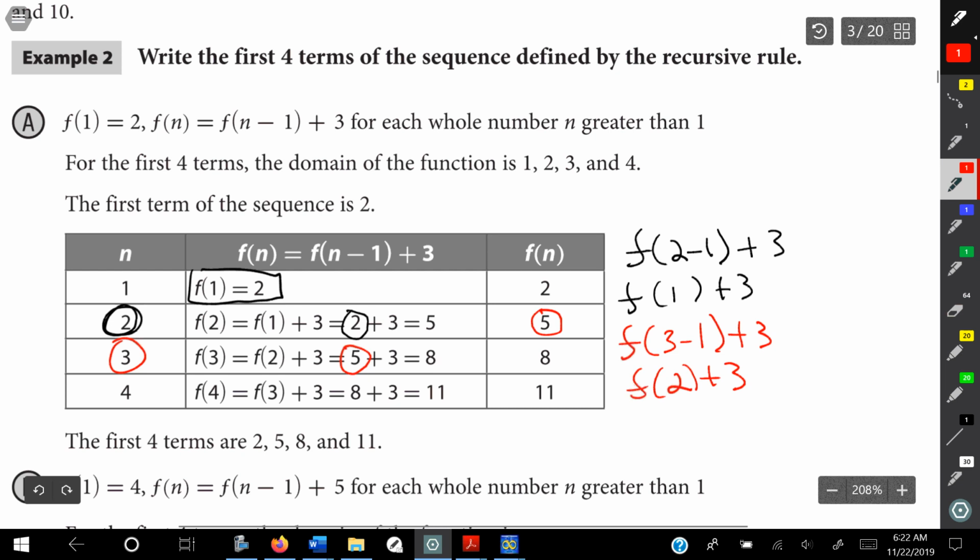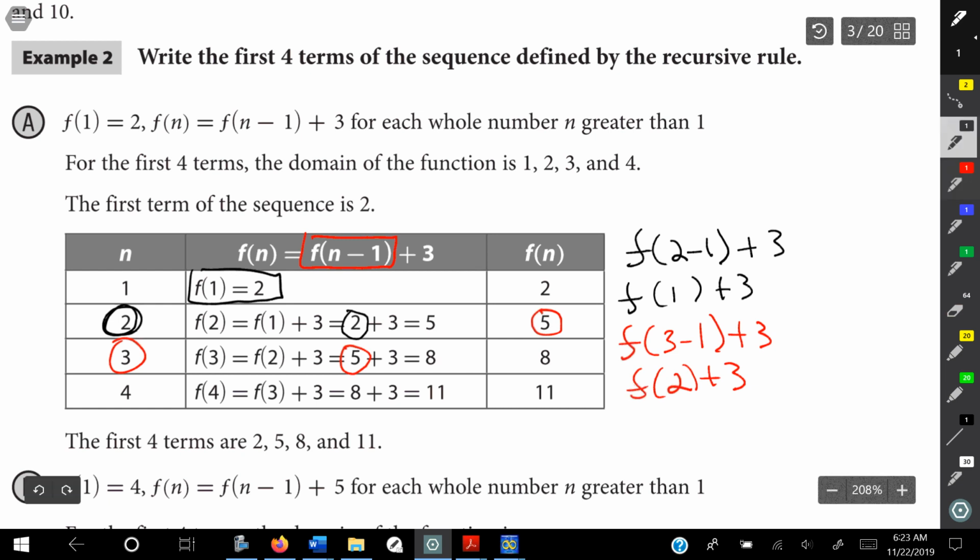So with the recursive rule, you need to know the previous term. Without the previous term, you can't do it. That's the main thing you need to understand. And then you replace this f of n minus 1 with whatever that previous term is. So here we started off with 2, and you plug in 2, 2 plus 3 gets you 5. You plug in 5, 5 plus 3 gets you 8. You plug in 8, 8 plus 3 gets you 11. So you're just using the previous term. Okay, so our first 4 terms are 2, 5, 8, and 11.